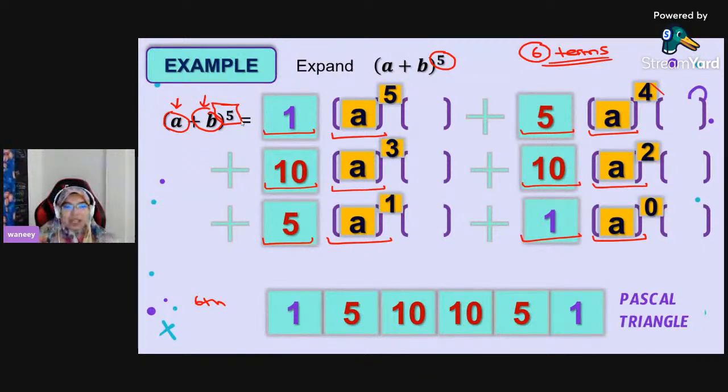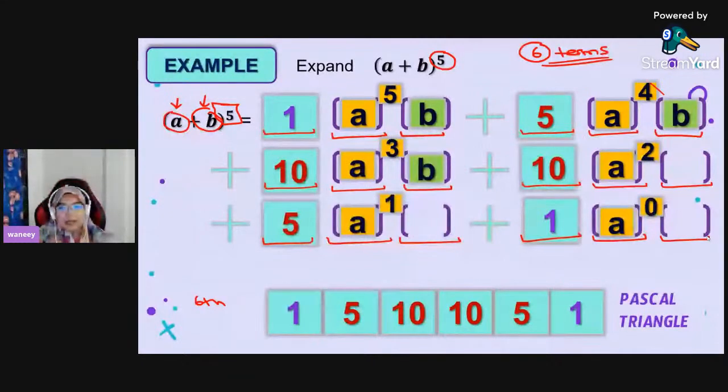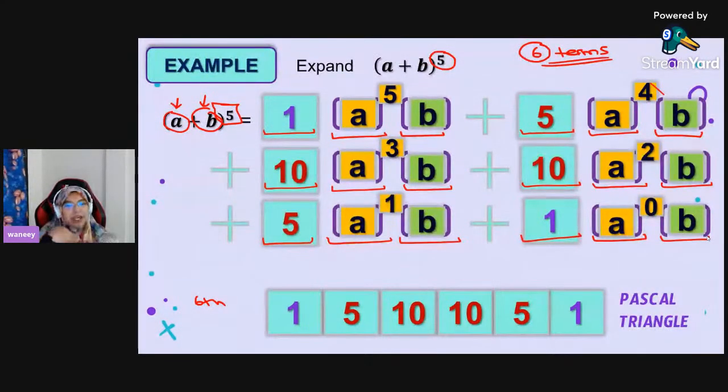And then we are going to write down B for the third bracket. The third bracket stands for the B. We are going to write B, B, B, B, B, B. Once you have written down the B, we want to write down the power, or the exponent, of the B.